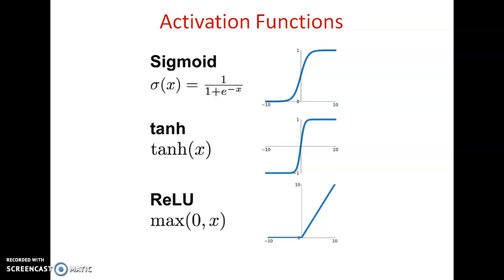f of x, or we can refer to it as tanh of x, is equal to e to the power of x minus e to the power of minus x, divided by e to the power of x plus e to the power of minus x. So in this tanh activation function, the output is constrained within the range of -1 to +1. Next, we move on to the rectified linear unit.